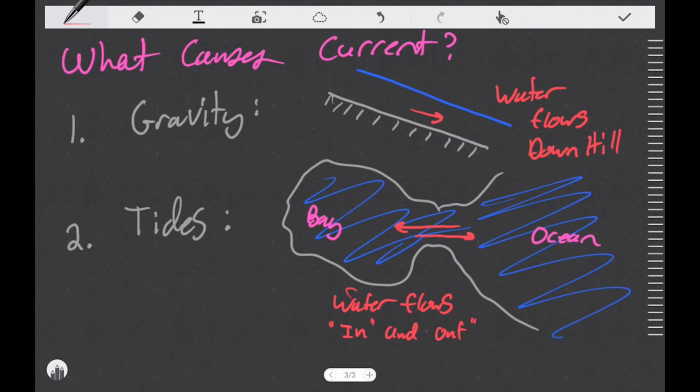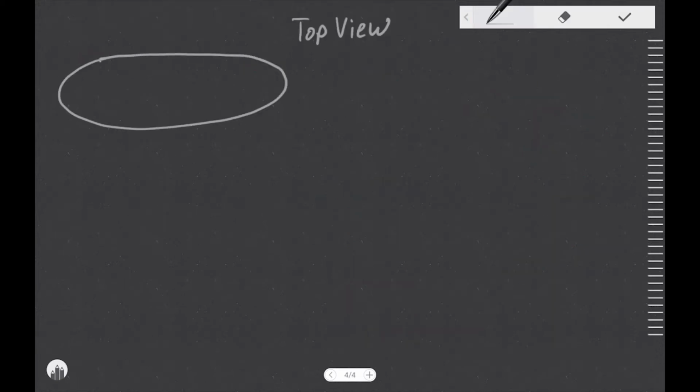Now, to make things easy to conceptualize for the rest of this video, we're only going to focus on gravity as a driver for current. But what I want you to remember is that anything that we talk about in terms of geographic factors that affect the current are going to apply for other current sources as well, like tides.